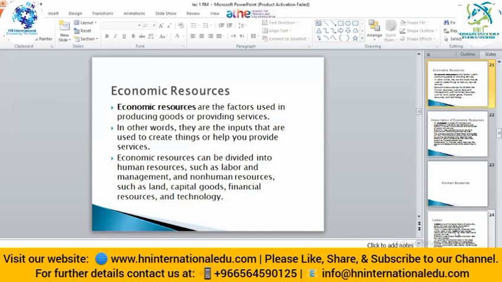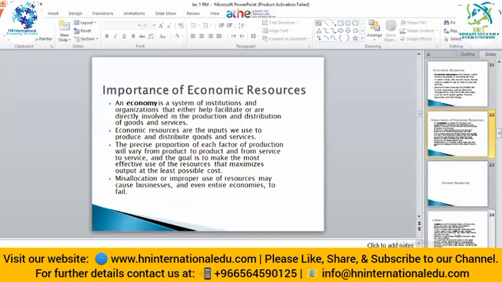I told you in the start that there are two types of resources: human resources and non-human resources. When we are giving any input and we have to get the output for that, in that scenario we can say that these are the economic resources, the things that help to get the output from the given input. We are utilizing the economic resources. An economy is a system of institutions and organizations that either help to facilitate or are directly involved in the production and distribution of goods and services. We are only working with the production area. So economic resources are the inputs we use to produce and distribute goods and services.